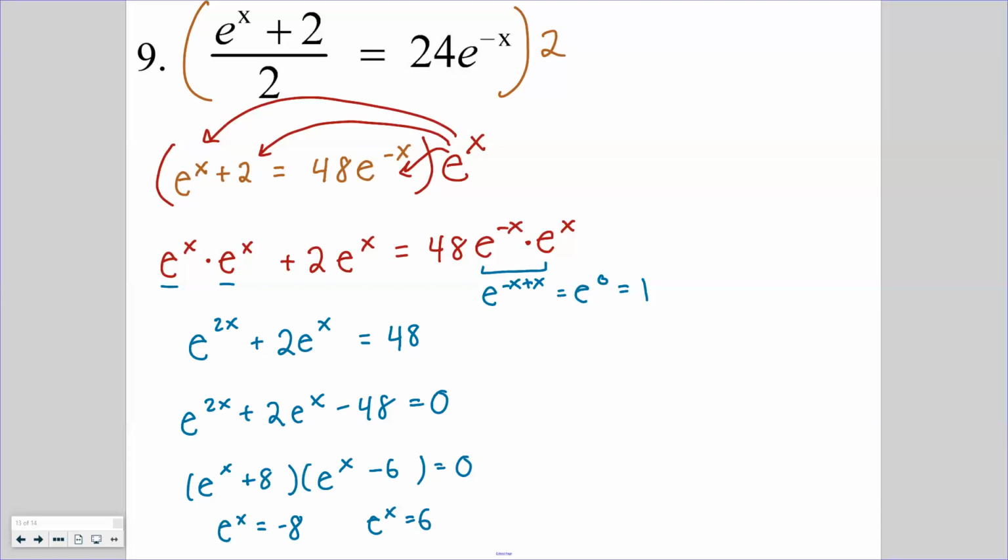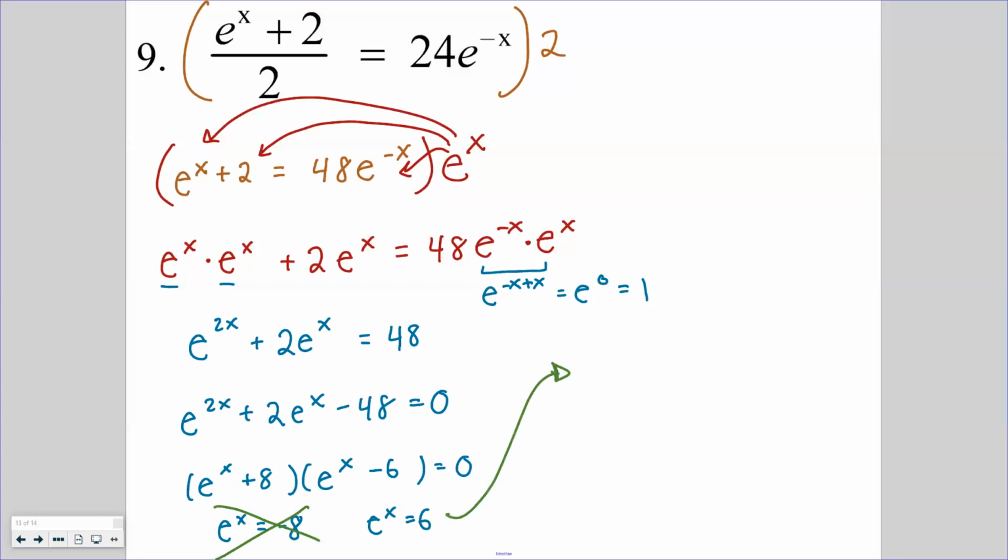Now, e to the x is equal to negative 8 is not possible. e is a number. It's like 2.71 something. It's like pi, right? It represents a number. We just use a variable instead. So I still can't take 2.71 and raise it to any power to get a negative, but we can work with e to the x is equal to 6.